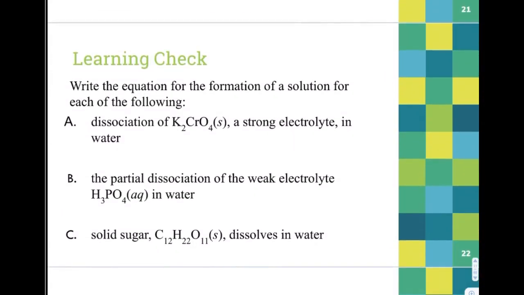Write the equation for the formation of a solution for each of the following. So we're going to write down how this breaks apart. So pause and do this one. Now you've got potassium chromate. So potassium chromate is going to break into how many potassium ions? 2 potassium ions. What's the charge of potassium? Plus. And how many chromate ions? This is not chromium and oxygen separately. This is 1 chromate. So that's how this will break apart.